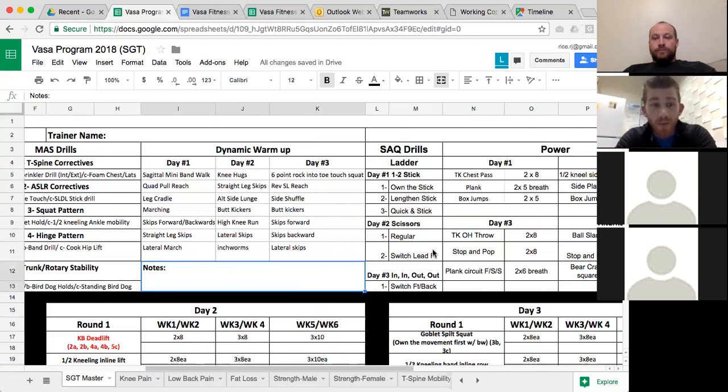And we want to make it stronger. We want to make it bigger. And then lastly, our conditioning, that's like our tissue tolerance. How much can the tissue take?